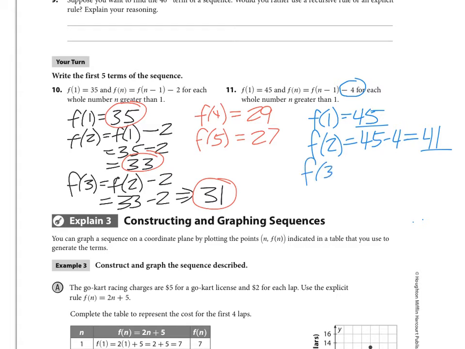F of 3 would be 41 minus 4, which is 37. F of 4 would be 37 minus 4, which is 33. And then f of 5 would be 33 minus 4, which is 29. So there are my first 5 terms. Okay, what about when we graph?